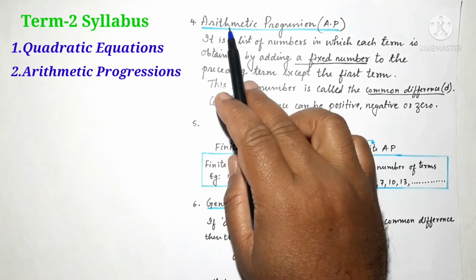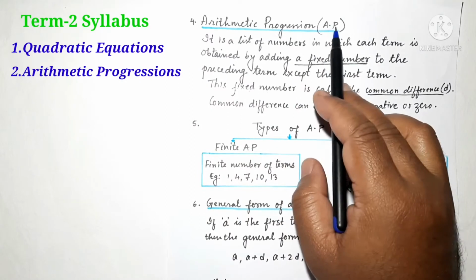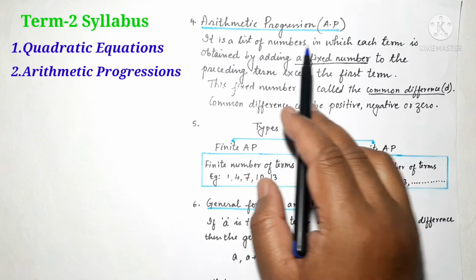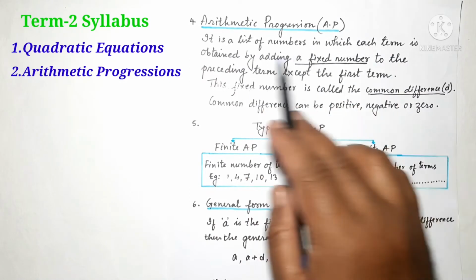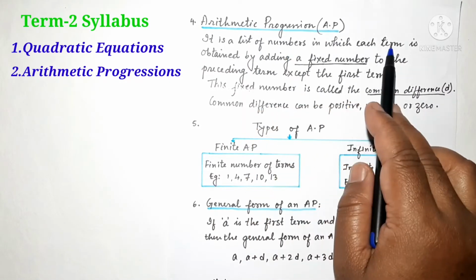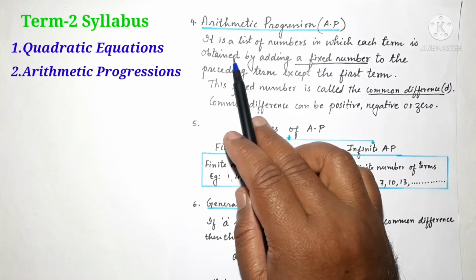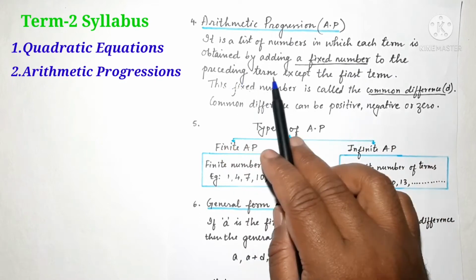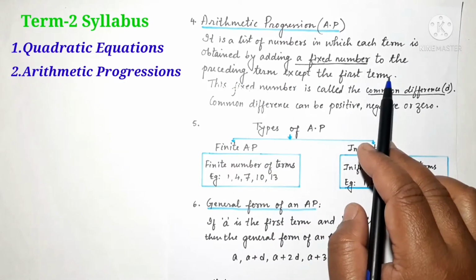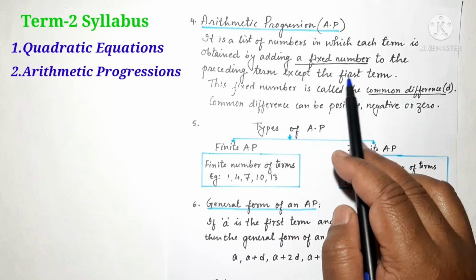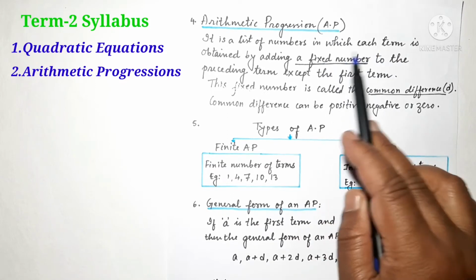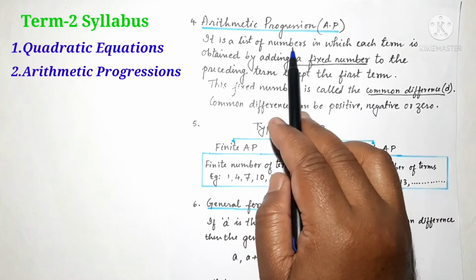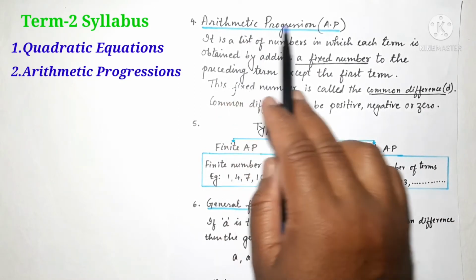Now the fourth topic, arithmetic progression, in short AP. Now what is arithmetic progression? It is a list of numbers in which each term is obtained by adding a fixed number. Where will you add? In all the terms except the first term. So you will not add in the first term, and then in the next term you will add a fixed number. In the third term you will add the fixed number. So you will get the list of numbers, and that list of numbers is called arithmetic progression.